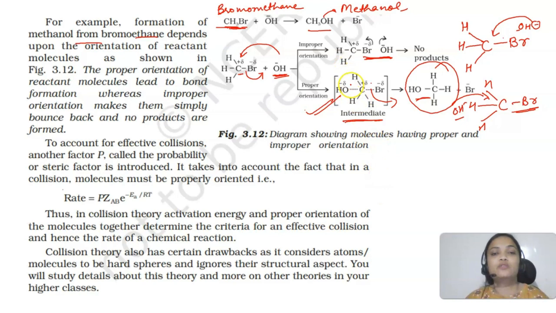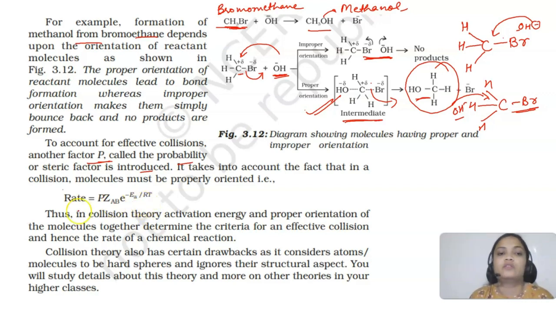If we are talking about collision, not attack right now, OH must collide from the back side. If it is colliding from the front side, the same side as bromine, nothing would happen. OH must collide from the back side. Okay, try to understand. So to account for effective collisions, another factor P is introduced, which is the probability or steric factor. It takes into account that the molecules must be properly oriented.